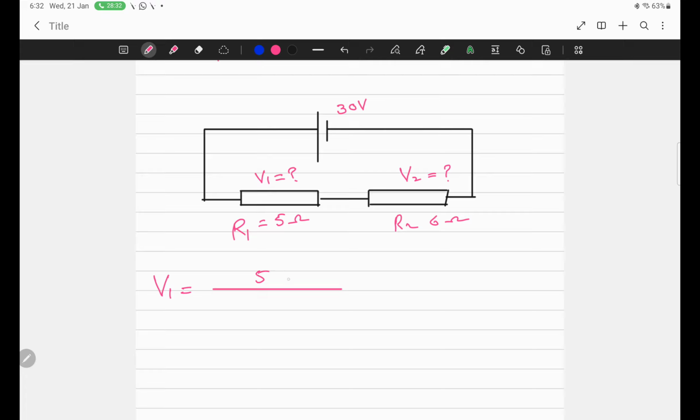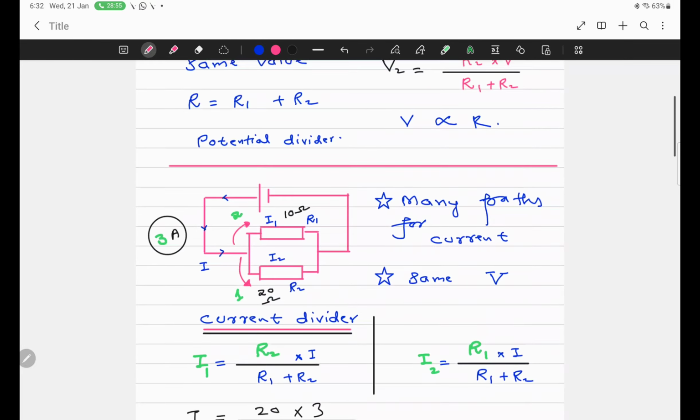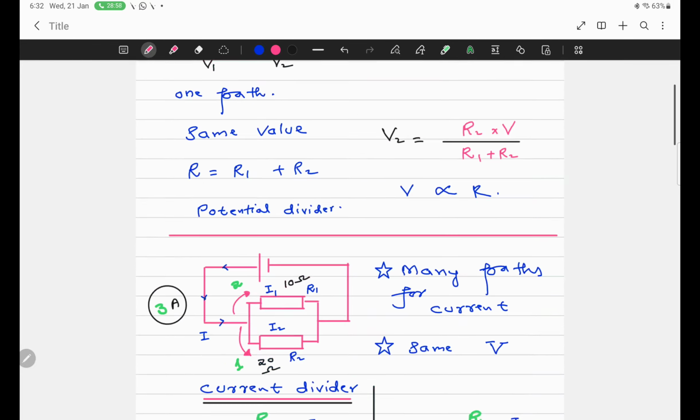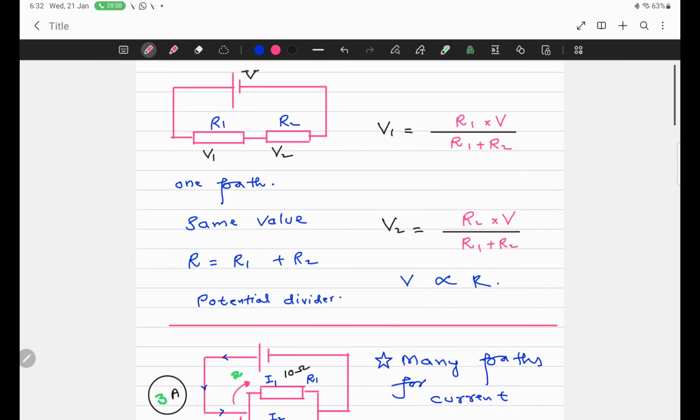5 times 30 divided by, yes, 11. It means now you have understood the concept. Do not use a calculator. But I think now you know how to use the formula. So this is called the voltage divider formula, and this is called the current divider formula. Okay. So one more thing.